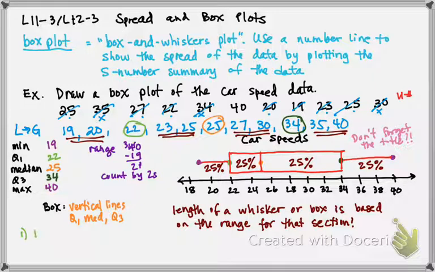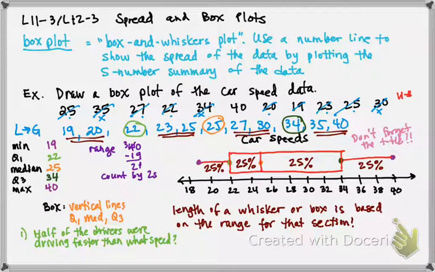Half of the drivers were driving faster than what speed? So half means 50%, and it says faster than. So they want to know what number were half of the data, so 50% of the data, greater than. So that would be from our median. So we would say 25 miles per hour. Okay, so that's a question I can answer looking at my graph.